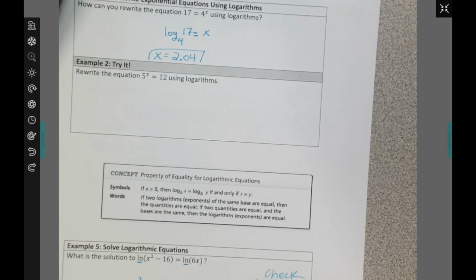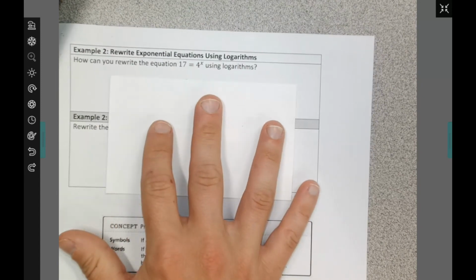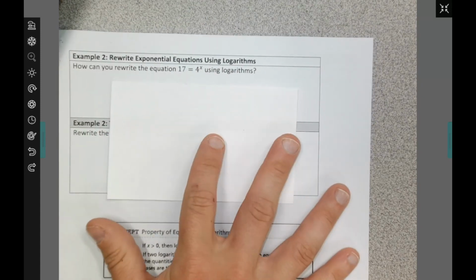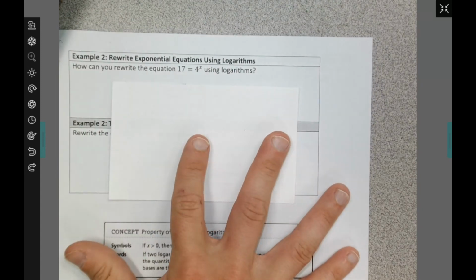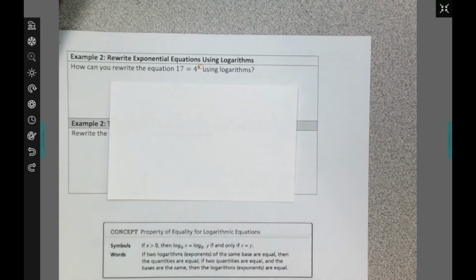Example 2 deals with problems like you could have already done, honestly. You look at it, they want you to rewrite it, so it's a real simple one. You got 17 to the 4x. Your x is up top, so we know we have issues. Okay, it's not an easy one to solve.